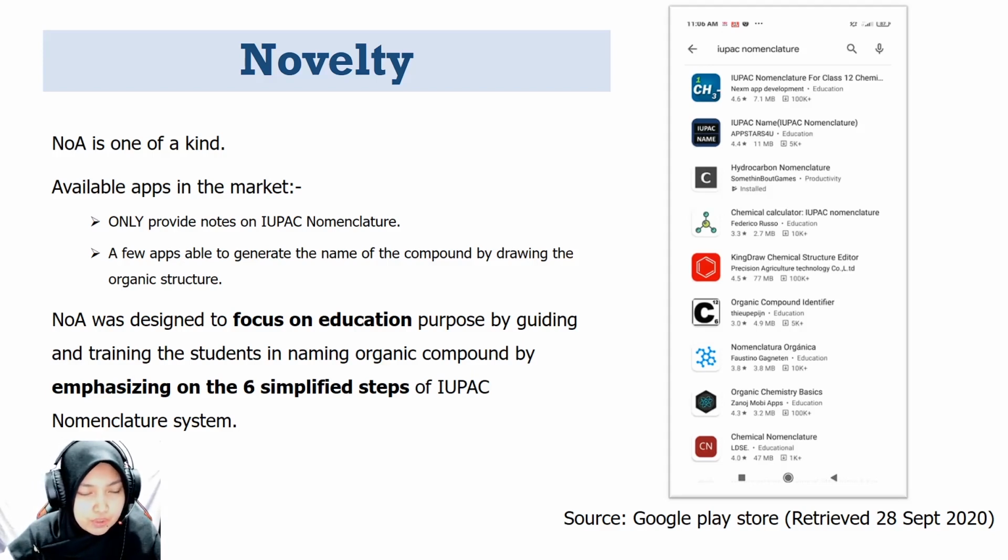It is different from the NoA application, where NoA was designed to focus on educational purposes by guiding and training students in naming organic compounds, emphasizing the 6 simplified steps of the IUPAC nomenclature system.